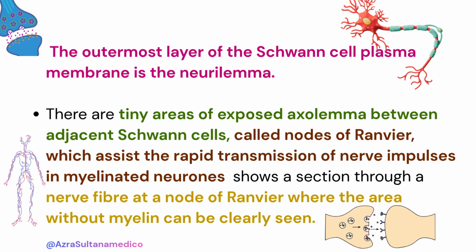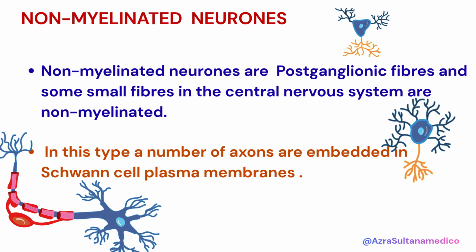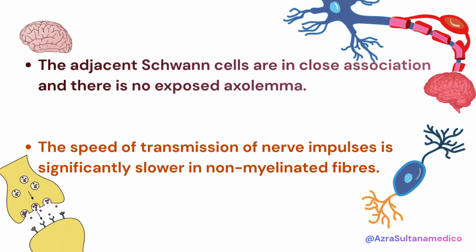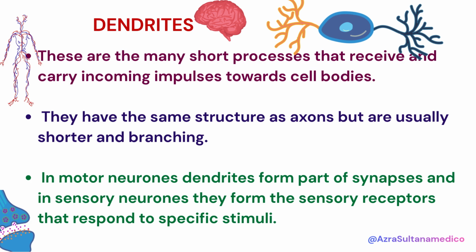The figure shows a section through a nerve fiber at a node of Ranvier where the area without myelin can be clearly seen. Non-myelinated neurons. Non-myelinated neurons are postganglionic fibers and some small fibers in the central nervous system are non-myelinated. In this type a number of axons are embedded in Schwann cell plasma membranes. The adjacent Schwann cells are in close association and there is no exposed axolemma. The speed of transmission of nerve impulses is significantly slower in non-myelinated fibers.